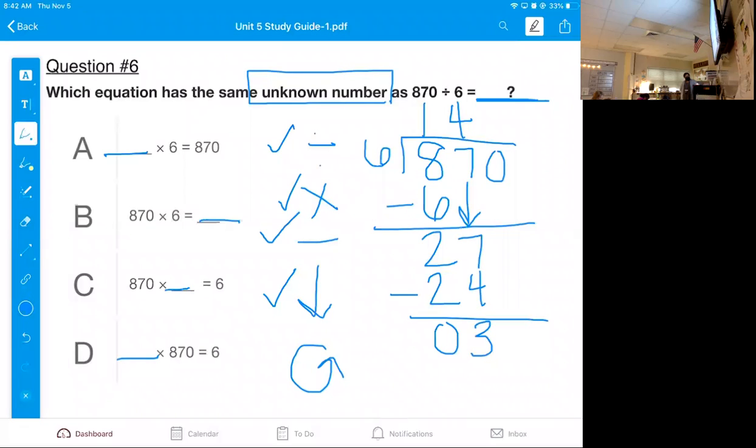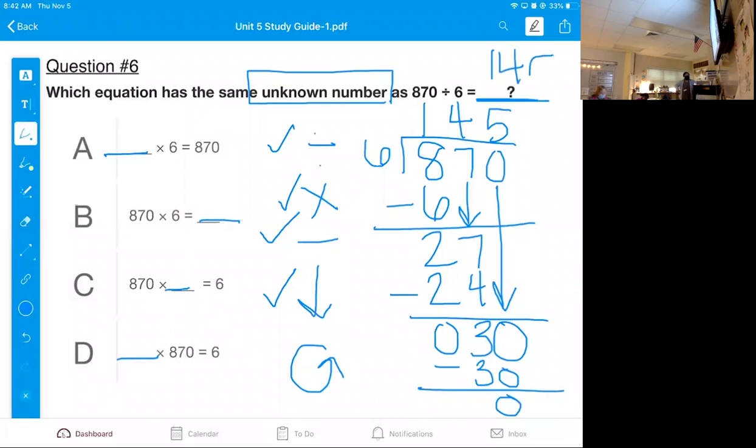Bring down. I do have another number, so I've got to bring it down. So now I repeat with 30. I need a 6 fact for 30. Who hadn't answered in a while? Dre, tell me a 6 fact for 30. 6 times 5. Good. What is 6 times 5, everybody? 30. 30 minus 30 is? 0. All right. So the number that could go in the blank is 145.